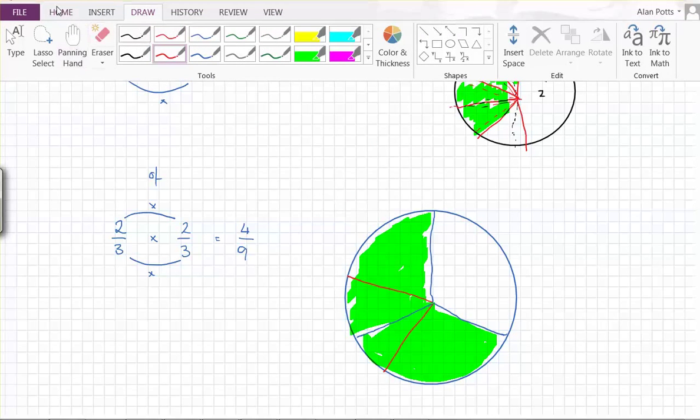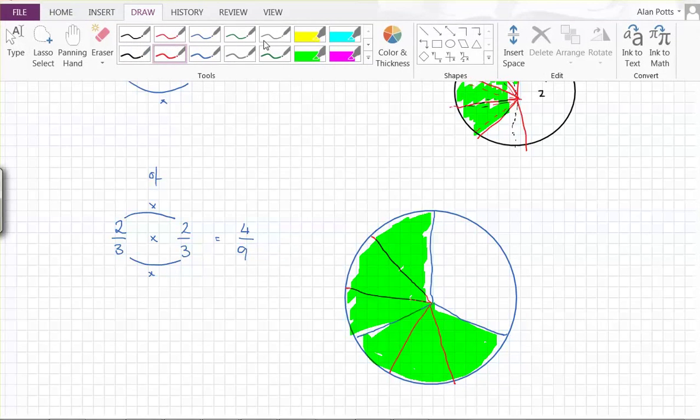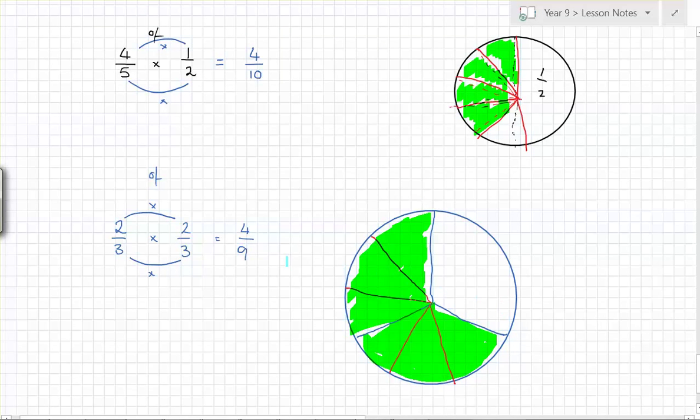Okay, so you want me to split that into 3 pieces on its own. Okay, right. That will probably be easy. So I've got there and there. And then you want to split this one. Okay. So now what do I do? I'm allowed to take 2/3 of 2/3.